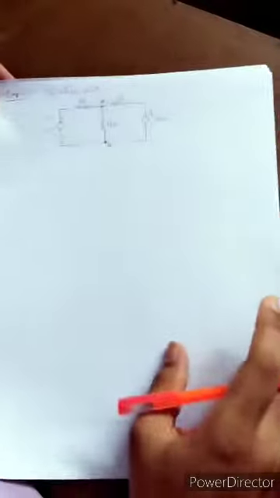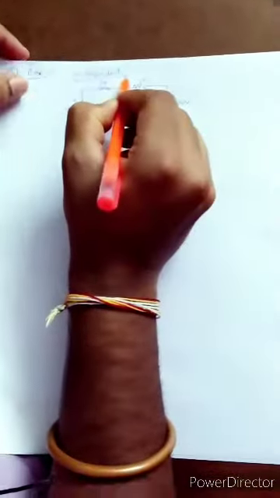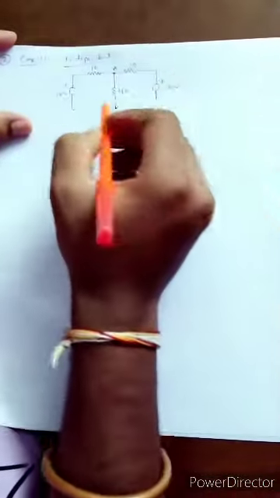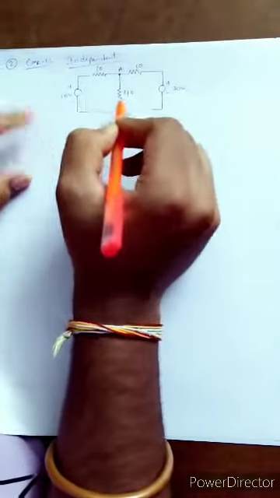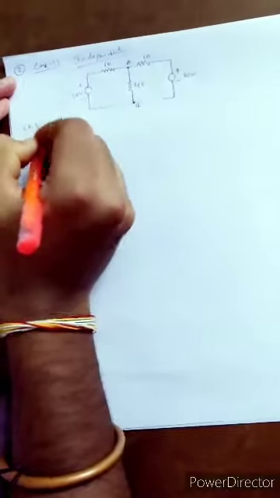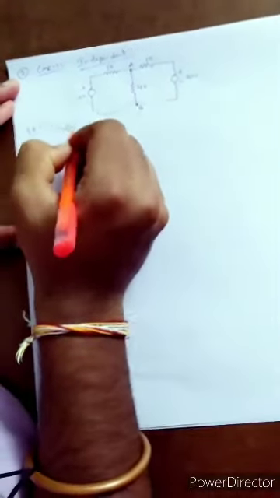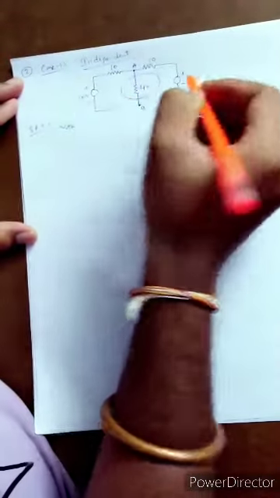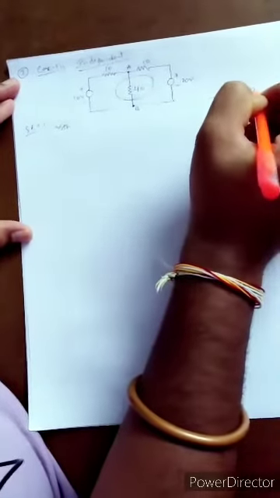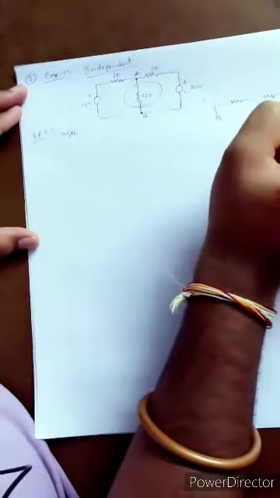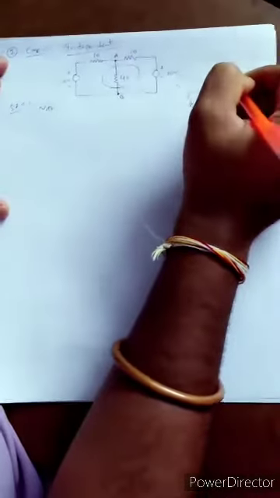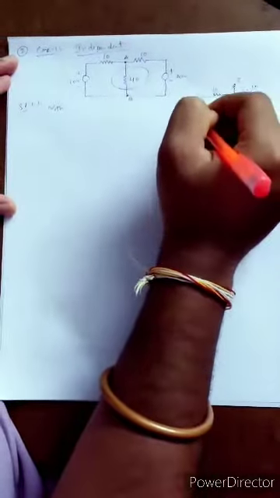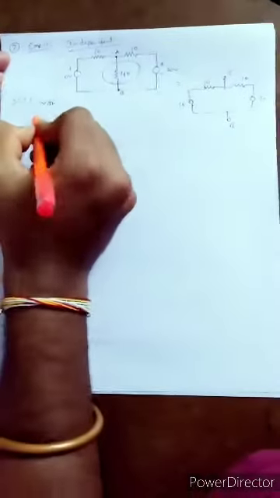Case 1. Here we are solving with only independent sources. This is the example. Here we have voltage sources and resistances, and step 1 is to find VTH. Remove the load resistance. After removing the load resistance, this will be with two sources on both sides. This will be open at A and B, with 10, 10, 10, 20.